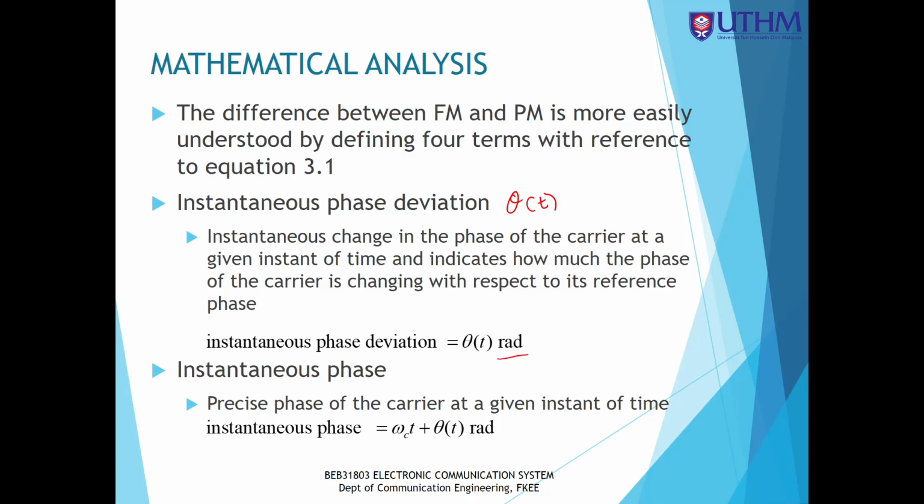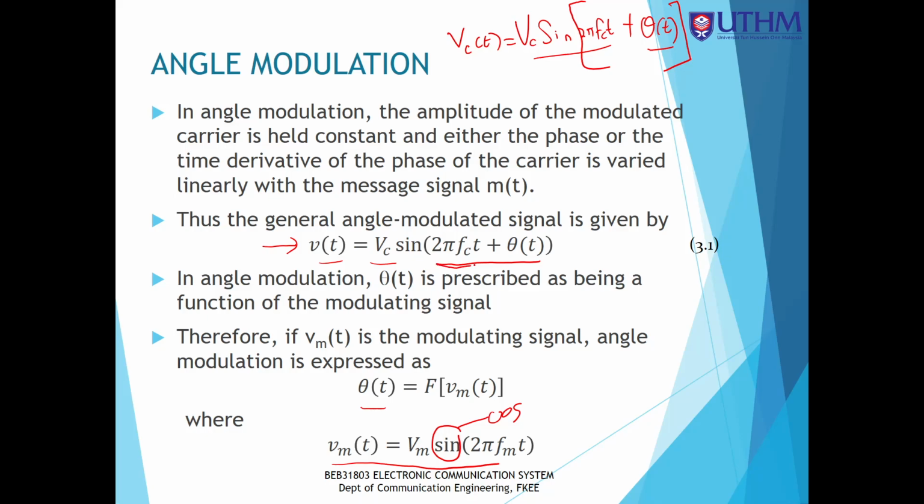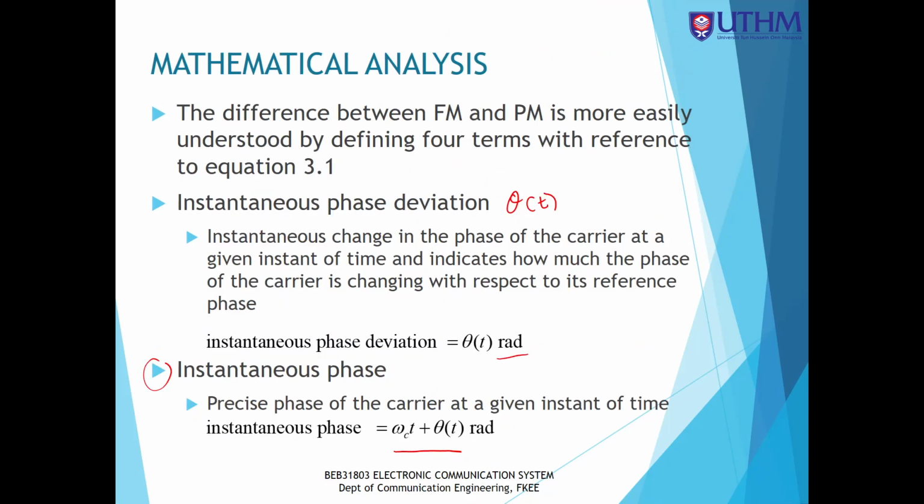The second parameter is the instantaneous phase. Instantaneous phase is omega c t plus theta t, which is all of this: 2 pi Fc t plus theta t. So this is the instantaneous phase. It is the precise phase of the carrier at a specific time. Again, the unit is radians.